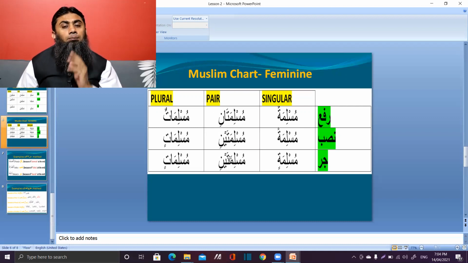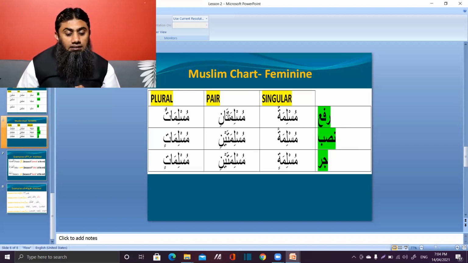The implementation of the method is still the same. Ani sound and aini sound. Ani sound means it is pair and rafa, and aini sound means it is either nasab or jar. This ta is just to tell you that this ism is not masculine, rather it is feminine.